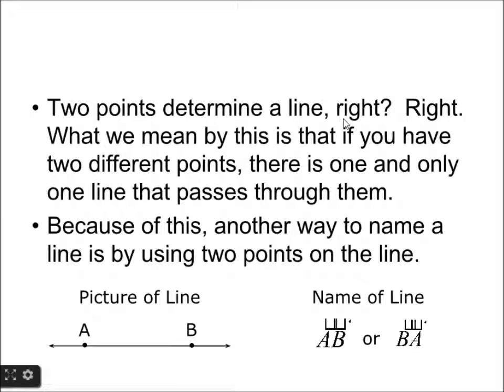Two points determine a line, right? What we mean by this is that if you have two different points, there is one and only one line that passes through them. A and B, picture of a line. Because of this, another way to name a line is by using two points on the line: line AB, or BA.